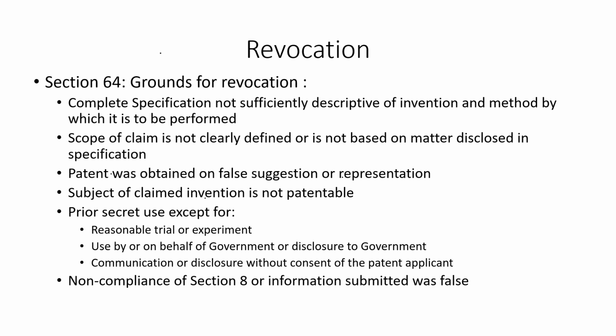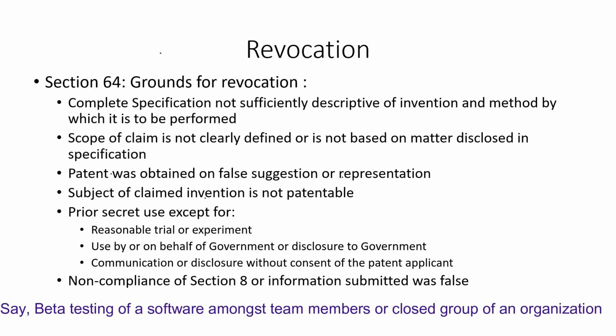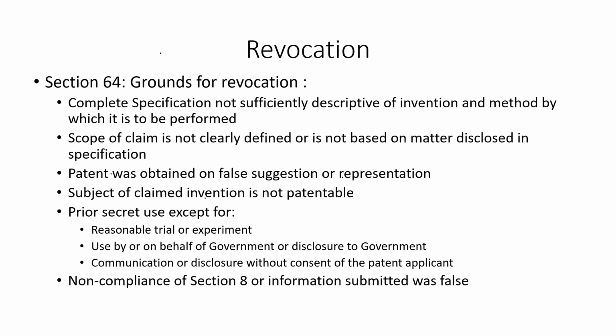Also, if there was a prior secret use of the innovation that is covered under the granted patent, except for the purpose of a reasonable trial or experiment, or maybe used by the government or on behalf of the government, or in case the patentee had made any disclosure to the government, say for getting some permissions, some regulatory approvals, or maybe there was a communication or disclosure of the innovation without the consent of the patent applicant. Then such prior uses are exempted, but any other prior secret use would make the patent liable for revocation. So put it simply, any prior secret use except for the exemptions that are provided here would qualify the patent for a revocation proceeding.